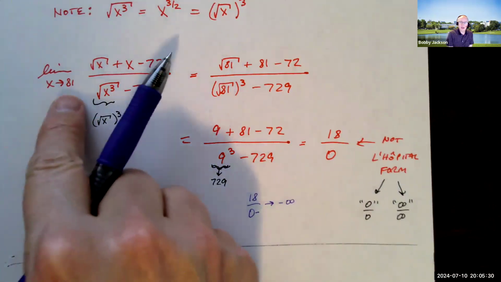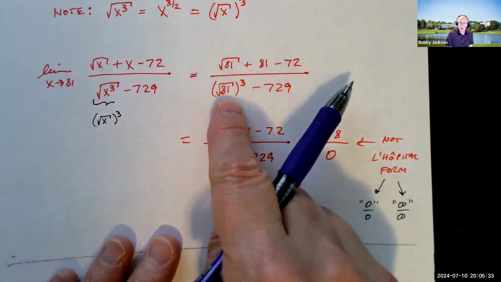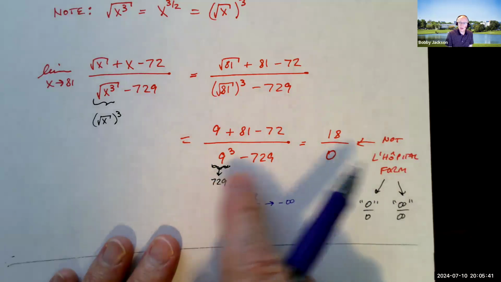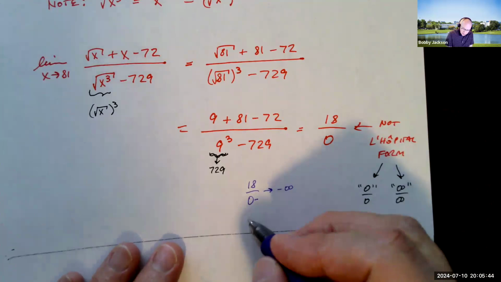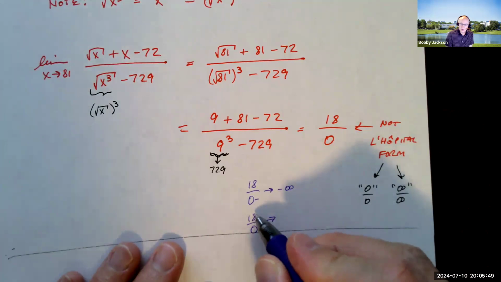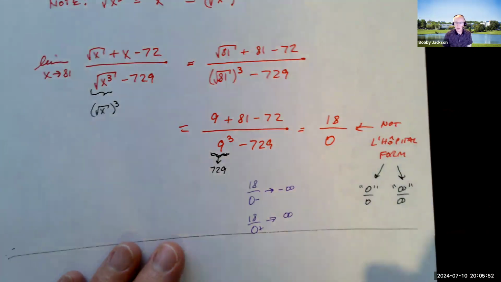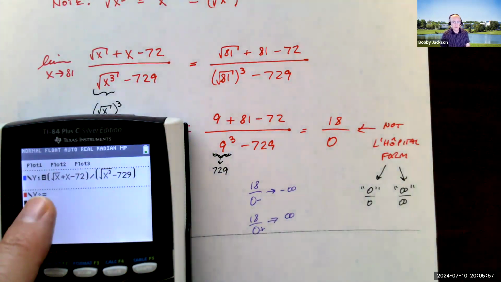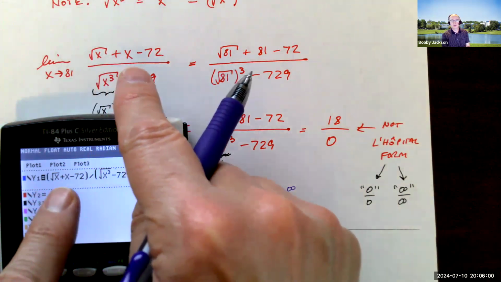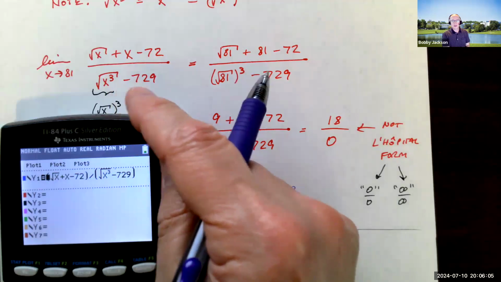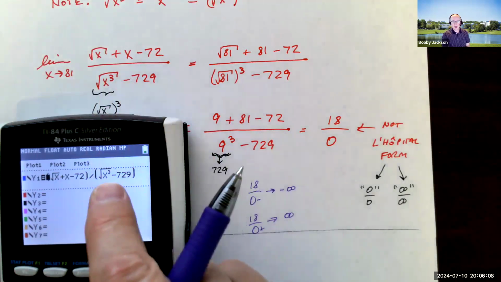On the other hand, if I approach 81 from above, then we're slightly bigger than 81 here, slightly bigger than 9, and then that value cubed would be slightly bigger than 729, and this difference now would be positive. We'd have 18 divided by 0, but we're approaching 0 from the positive side. Positive divided by positive, that's positive infinity. You could also see this just numerically. Notice I put this actual function here: the square root of x plus x minus 72 in parentheses, divided by the square root of x cubed, I just wrote it that way, minus 729 in parentheses.